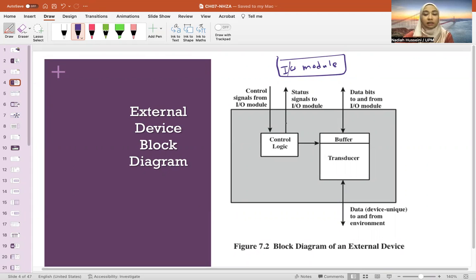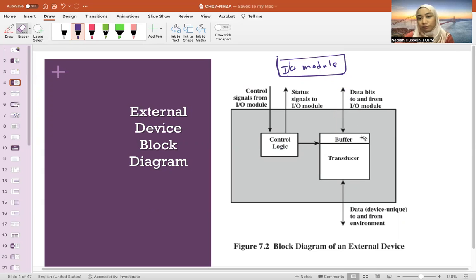So here they are telling us the links are control, status, and data bits to and from. So here you have a bidirectional line. Here it is unidirectional. So the control is given by the I/O module to the control logic, and the control logic updates the I/O module with the status. Whereas the data, you have data transfer back and forth.